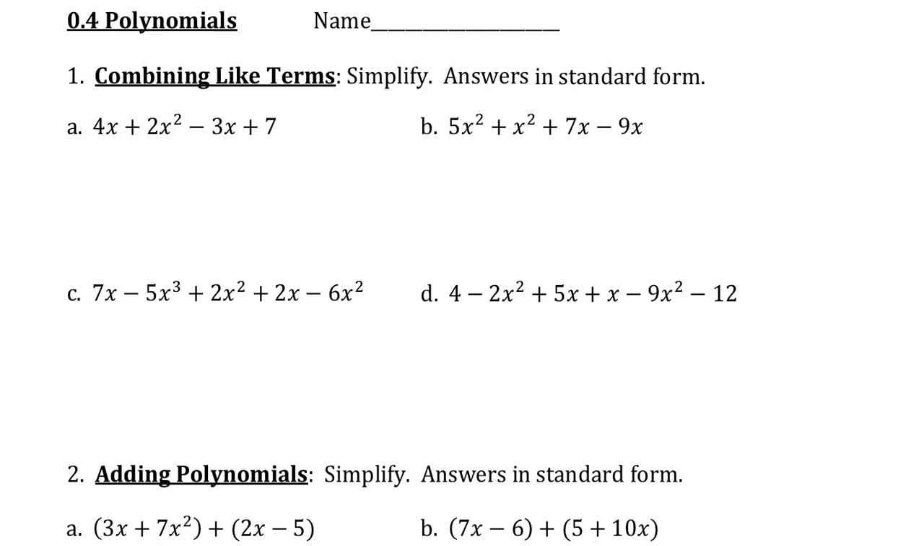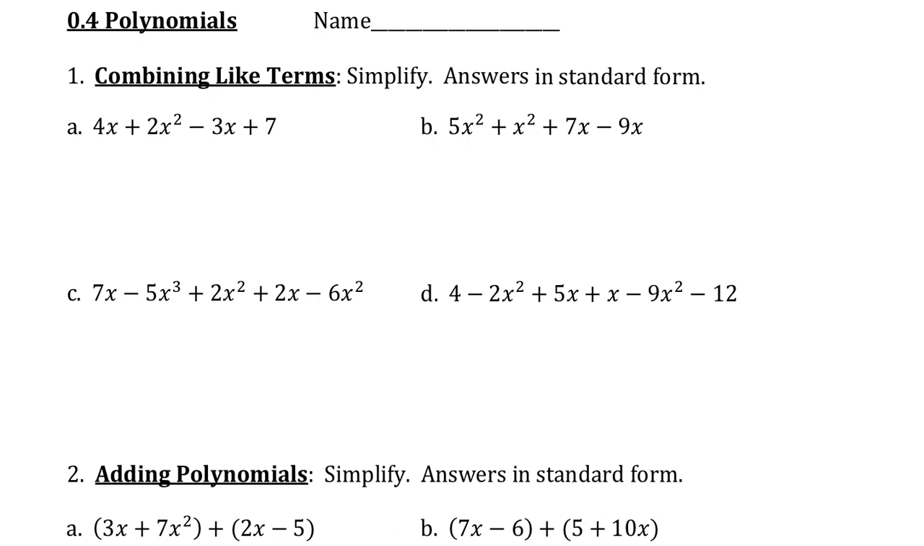Okay, 0.4 polynomials. Let's do some arithmetic with polynomials. Adding polynomials, we're going to combine like terms. Like terms for polynomials means they need to have the same base and the same exponent. We're going to put our answer in standard form. Standard form is from highest exponent to lowest exponent.